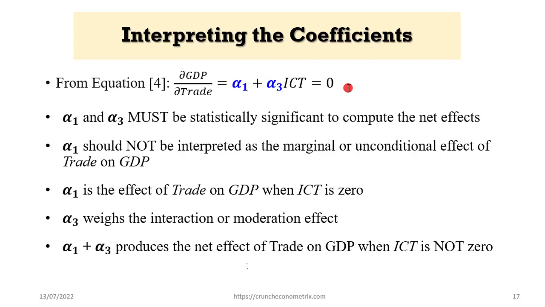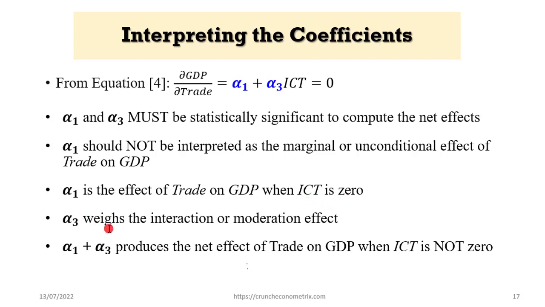Only 2 coefficients are relevant here, alpha 1 and alpha 3. Alpha 1 and alpha 3 must be statistically significant for you to compute the net or conditional effects. Alpha 1 should not be interpreted as the marginal or unconditional effect of trade on GDP. Alpha 1 is the effect of trade on GDP when ICT is 0.